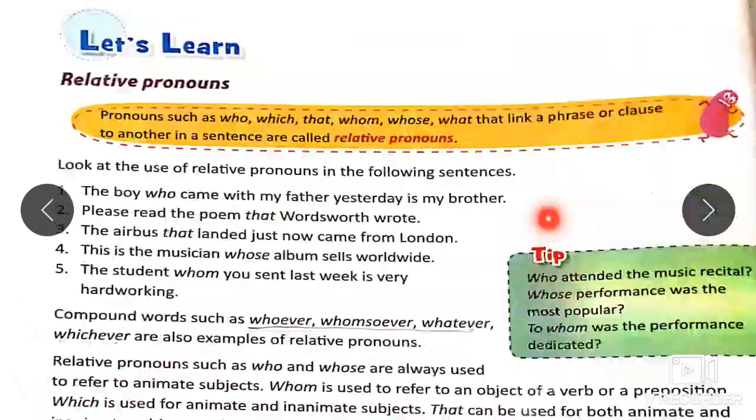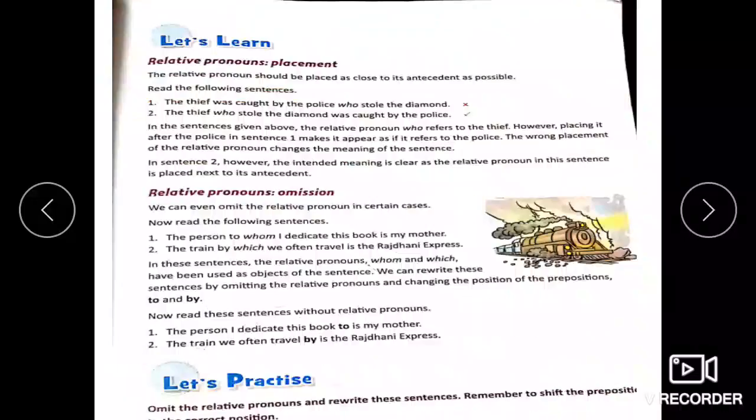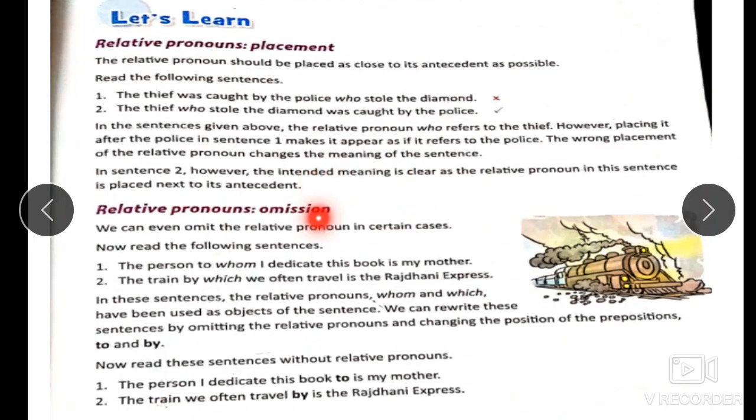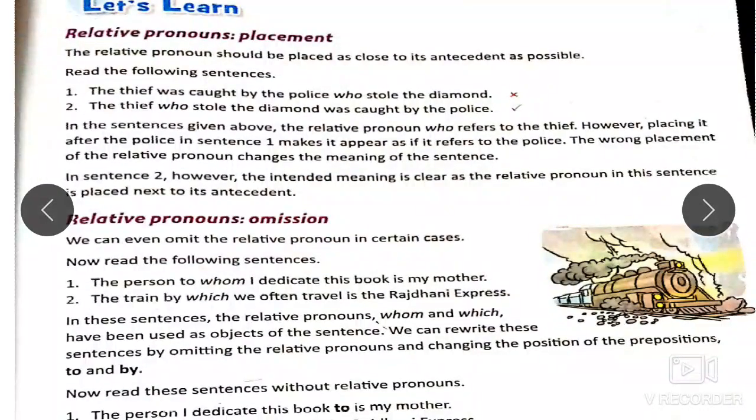The next important part on relative pronouns is its placement and omission. Now this is very important. It is very important to know exactly where to place relative pronouns. We cannot place relative pronouns anywhere we like, because that will tend to distort the meaning of the sentence. Let us consider some examples.